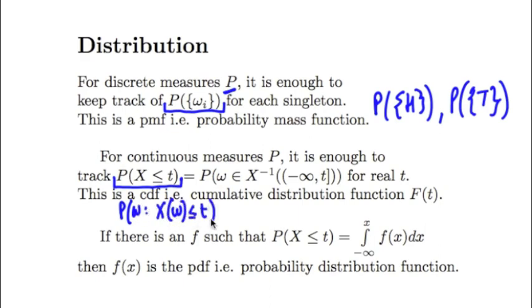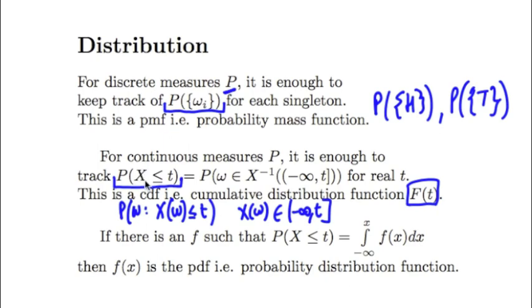And that's nothing but omega being a subset of X inverse of minus infinity to t. So that is X of omega is less than or equal to t. That is the same thing as saying that X of omega is in minus infinity comma t, and so omega is in X inverse of minus infinity comma t. And so if we keep track of just these quantities, P of X less than or equal to t, that's called a cumulative distribution function. It's often called capital F of t. It's the cumulative distribution function of this random variable X.